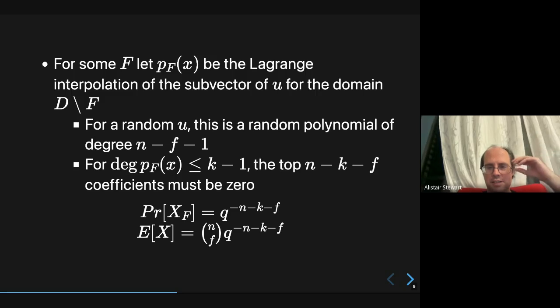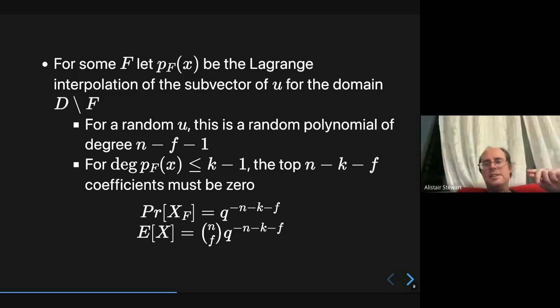The nice thing about these disagreement sets is that everything is easy because of Lagrange interpolation. So if you take a random word in one of these sets, well, if you interpolate everything on this domain of size n minus f, you end up with a random polynomial of degree n minus f minus 1. And when is this polynomial degree k minus 1? Well, when the top n minus k minus f coefficients are 0, with probability q to the minus (n minus k minus f). And there's n choose f of these sets, and this is multiplying quite a small number by a very large number.